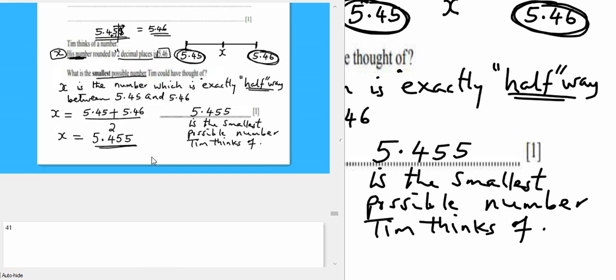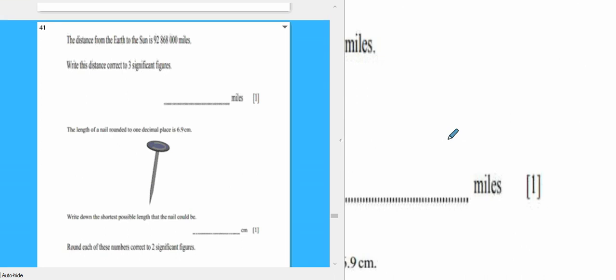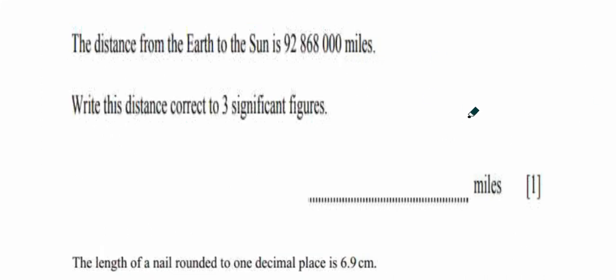Next question is this one here. The distance from the Earth to the Sun is 92,868,000 miles. Write this distance correct to 3 significant figures. All right, so you take that number. They need 3 significant figures.